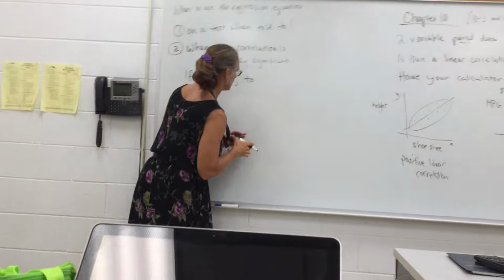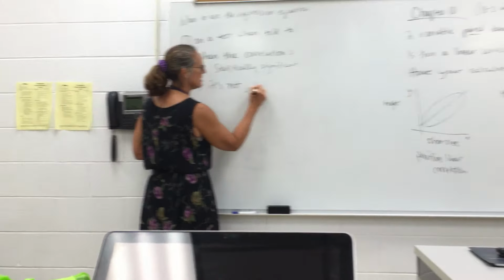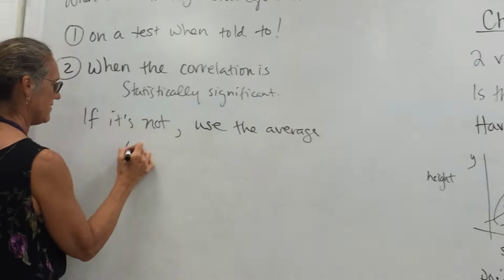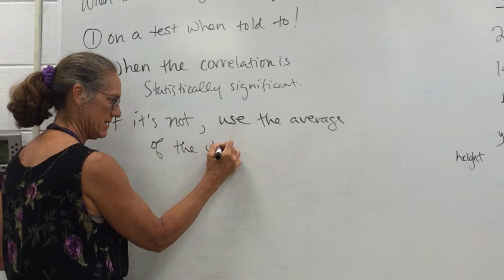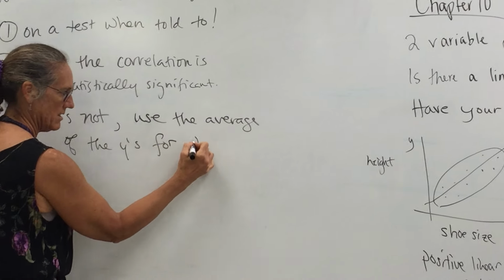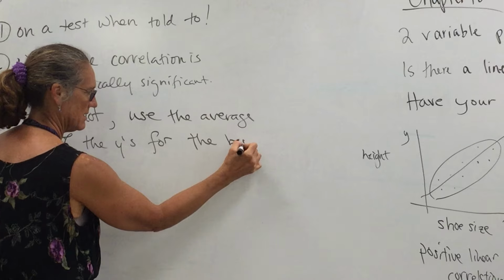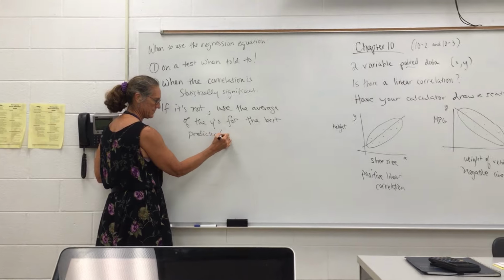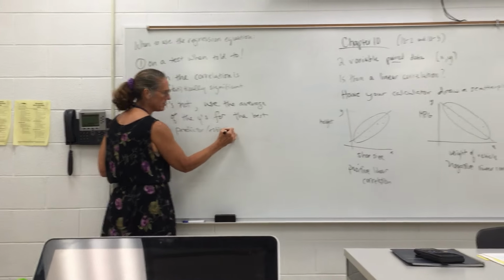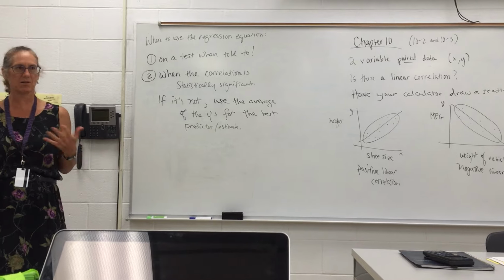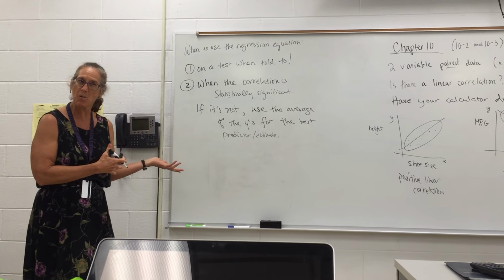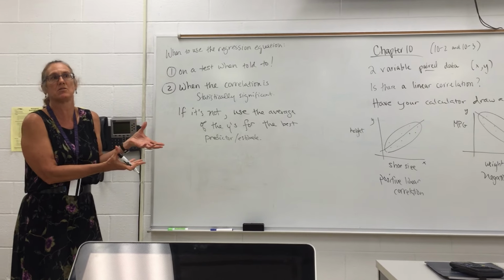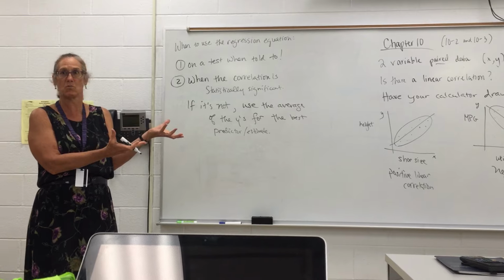So if it's not, I'm just going to say use the average of the y's for the best predictor or estimate. Basically, if we don't know there's a relationship, then x doesn't really tell us anything about y. So to predict a value of y, just take the average of the y's. That's the best you can do. It's just average the known y's.